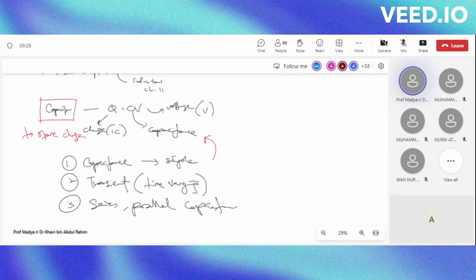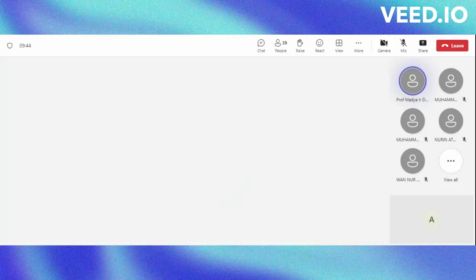Okay, using the formula just now. The most important thing is actually on this part here and on this part here. So let's look at transient. What is transient? So if I share again the textbook.